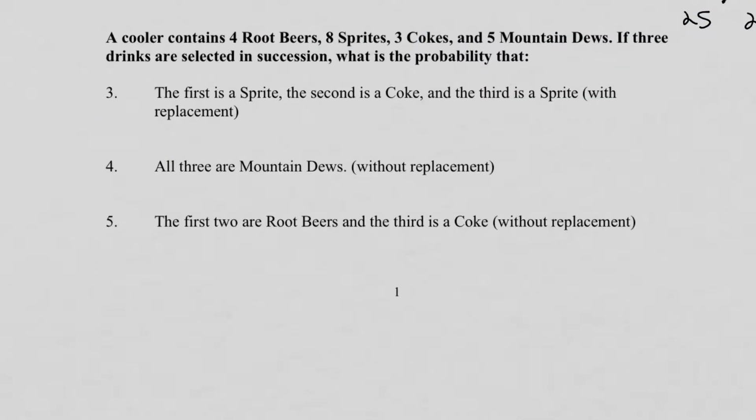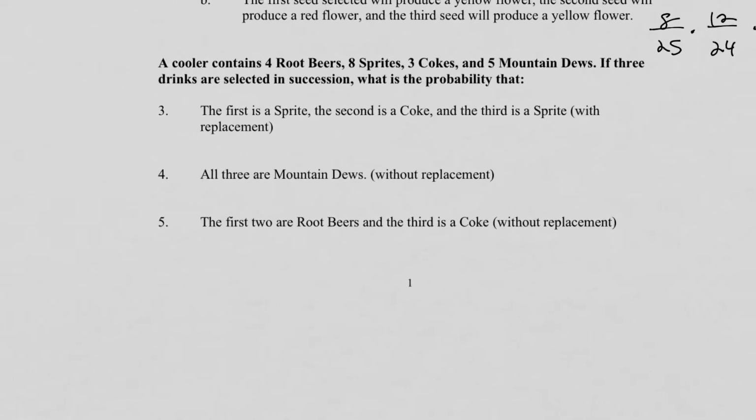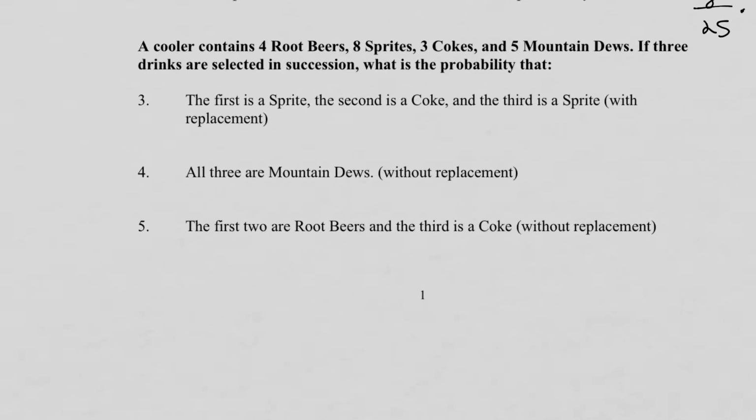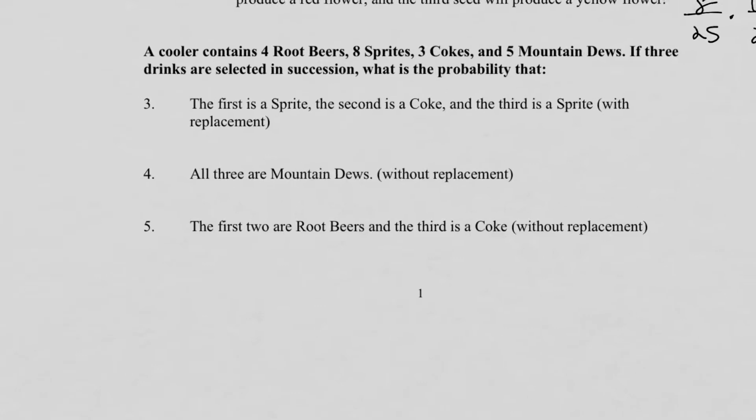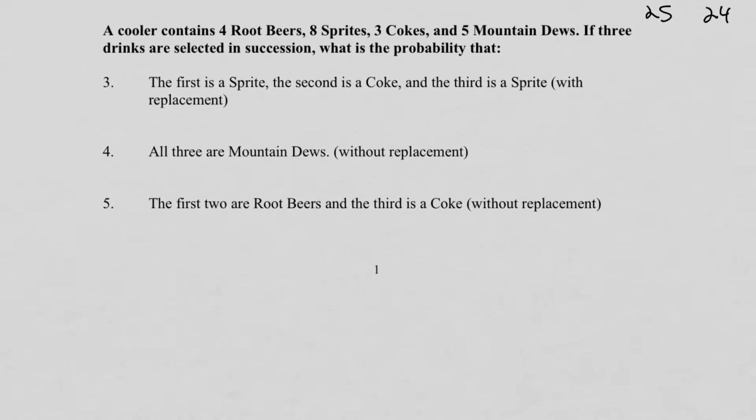All right, let's get back going with the next problems. I want to do number 3 with you, and then you can do 4 and 5 in your group. So we have a cooler which contains 4 root beers, 8 Sprites, 3 Cokes, 5 Mountain Dews. If 3 drinks are selected in succession, what is the probability that, okay, number 3 says the first is Sprite, the second is Coke, third is another Sprite with replacement.